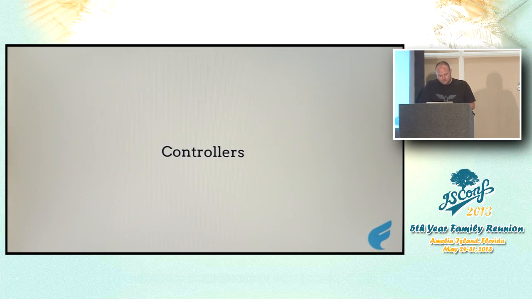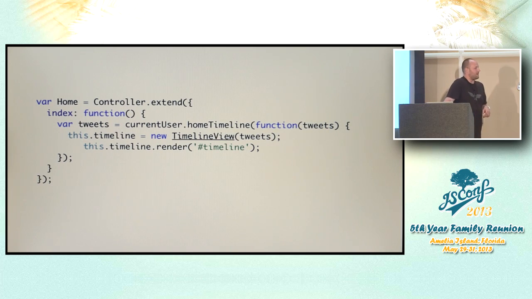We had controllers. Controllers typically look a bit like this. You have some kind of URL router that points to a particular controller and action, and inside that we're finding some tweets by calling the home timeline method on the user model, and then with those tweets we create some views, and then we stuff those into the DOM somewhere.